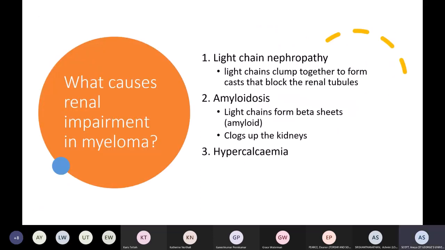So in terms of the renal impairment, what causes that is that you've got all these light chains floating around in your blood, and they can clump together in your kidneys to form these casts that block up the tubules. You can also get something called amyloidosis, which is where the light chains all join together into these sheets, which are called amyloid, and that can clog up your kidneys. And just being hypercalcemic as well can mess up your kidneys.